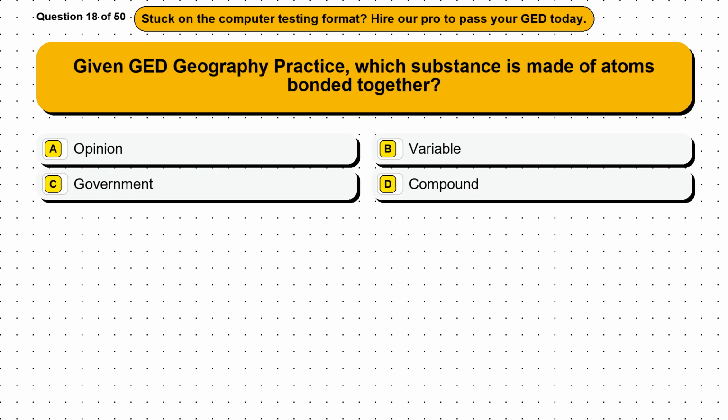Question 18. Given GED Geography Practice, which substance is made of atoms bonded together? Option A, opinion. Option B, variable. Option C, government. Option D, compound.